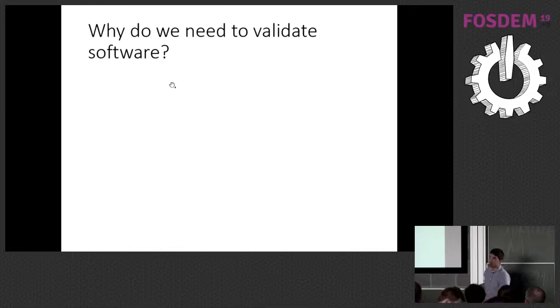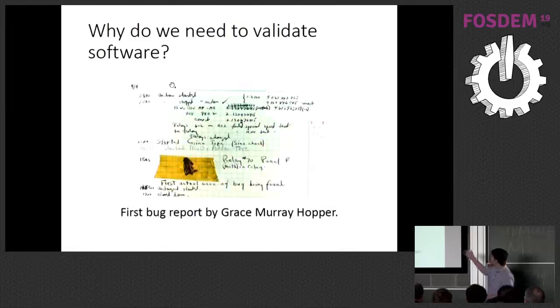And the answer is simple, right? We have bugs, and we want to get rid of bugs, unless in those rare situations they become features. We want to get rid of bugs, right? This is a really nice image. I'm not really sure if it's real or not, but it's supposed to be the first bug report ever created by Grace Hopper.